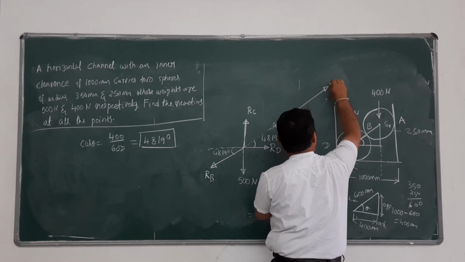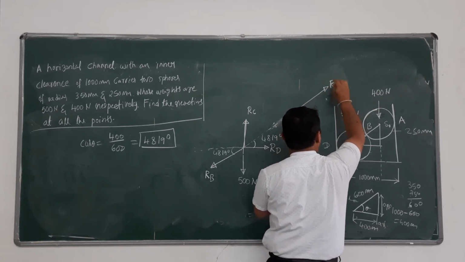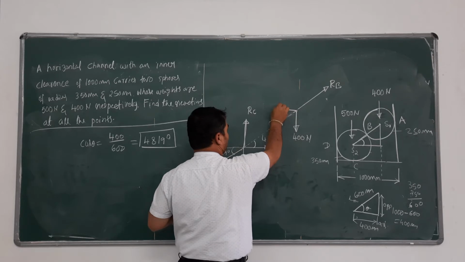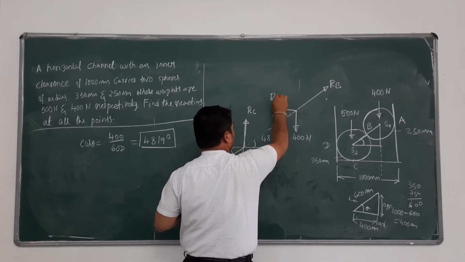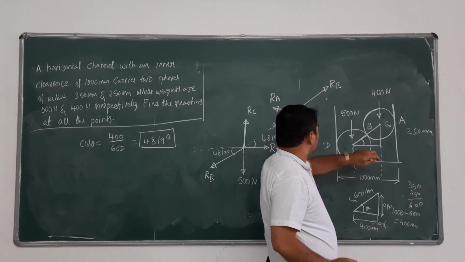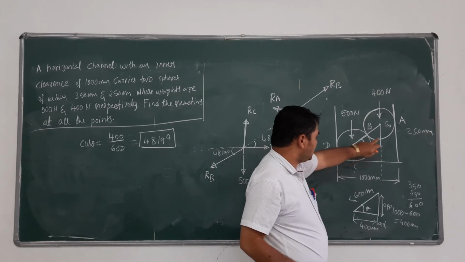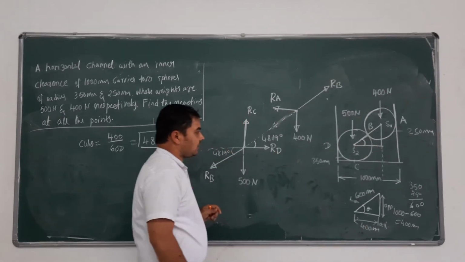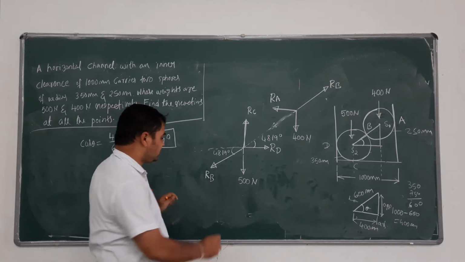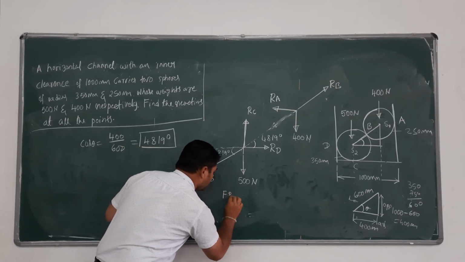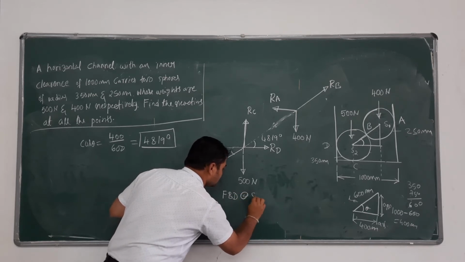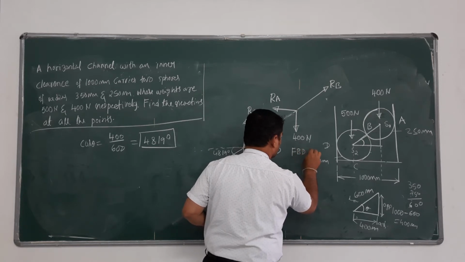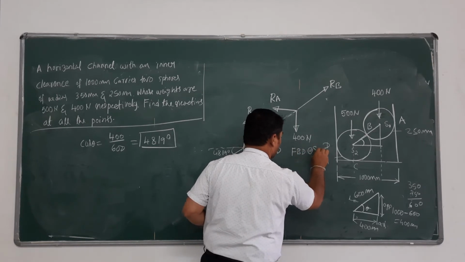So this is your RB. Next, the reaction at the contact point A, I'll call this RA. Those are the three forces which act on sphere S1: RA, self-weight, and the contact reaction at point B. So this is the free body diagram FBD at sphere S2, and this is the FBD at sphere S1.